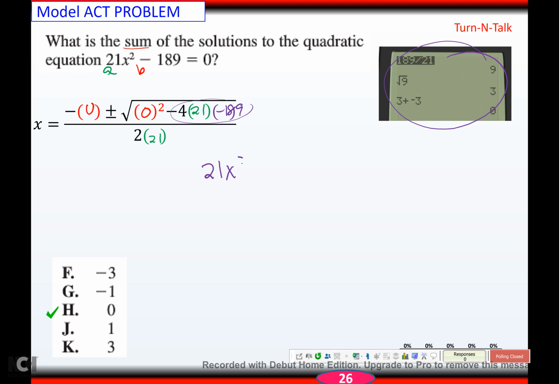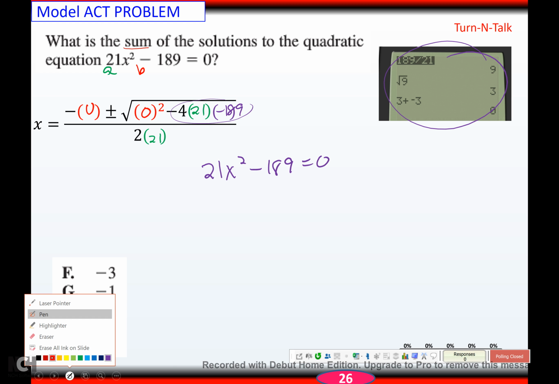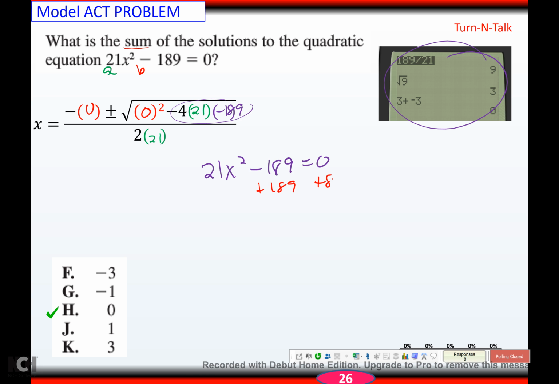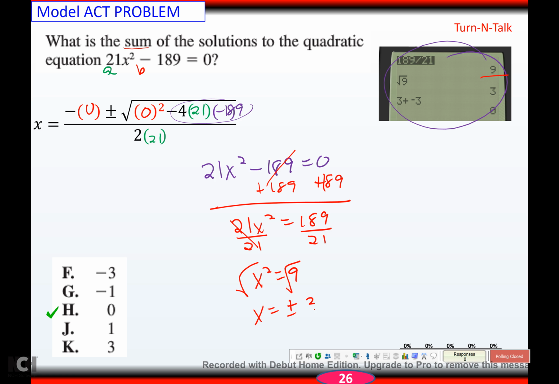I didn't solve a quadratic. I did it algebraic because there's no first degree x. To me, it's more work to do quadratic formula, even though it says to. But if I add 189, again, when there's no first degree x, you can just isolate and kill. So I'd have 21x squared equals 189. Divide by 21, x squared equals 9, which is why I did that. Square root, and x equals plus or minus 3. So my solutions are x equals positive 3 and x equals negative 3. And it says add them up. Well, positive 3 and a negative 3 add up to 0.